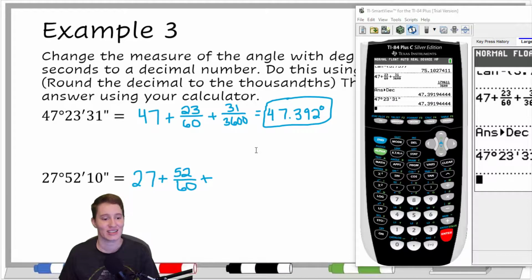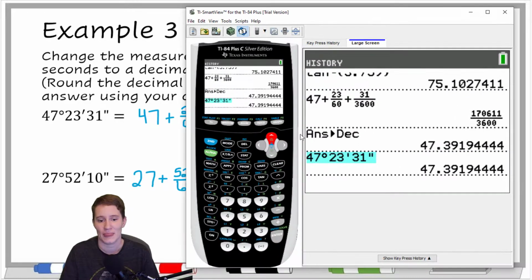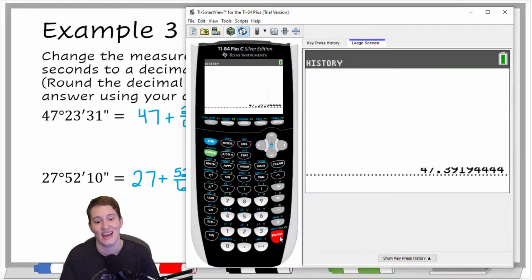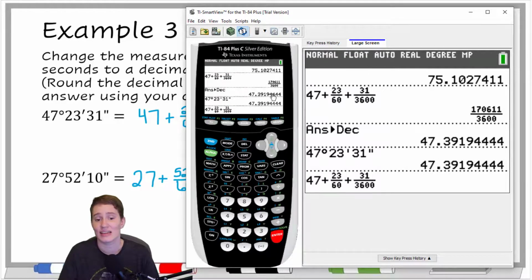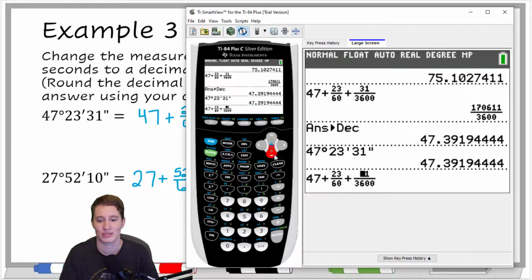Okay, so we're going to put the minutes over 60. We're going to put minutes over 60 and seconds over 3,600. And we'll type this in. We're going to use a beautiful, beautiful thing that our calculator can do, which is that I can scroll up and I can actually grab this that's highlighted by pressing enter. And I can just edit this if I don't want to have to change everything. Whoops.